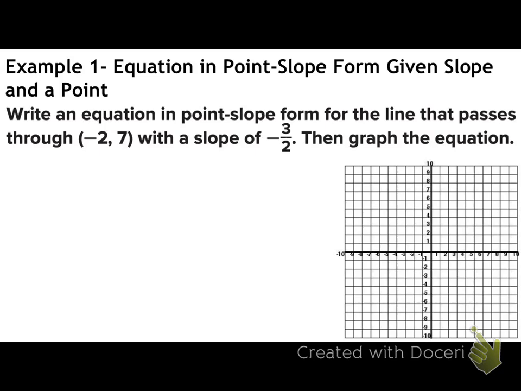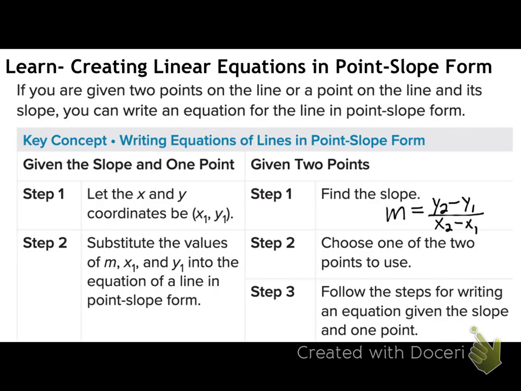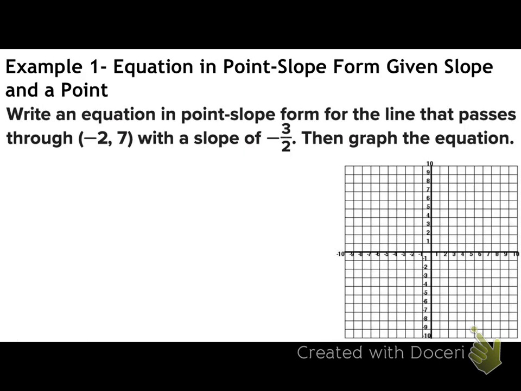You guys need to make sure you always read the directions. Sometimes it'll ask for an equation in slope-intercept form. Sometimes it'll ask for point-slope form. So you really have to pay attention to what it's asking for and know the difference between the two so you can get the answer correct. Okay, step 1, we're going to let the x and y coordinates of our ordered pair be x1 and y1.